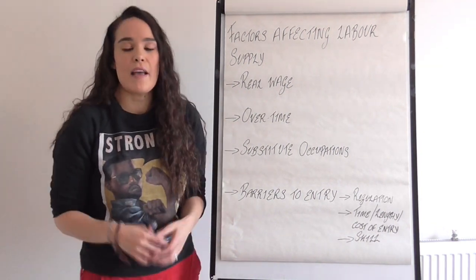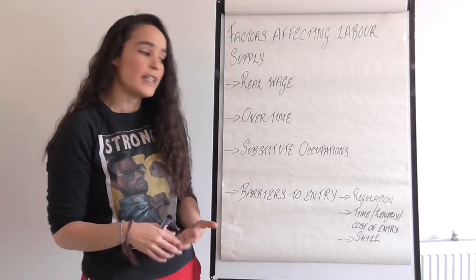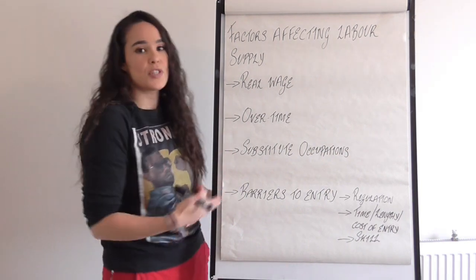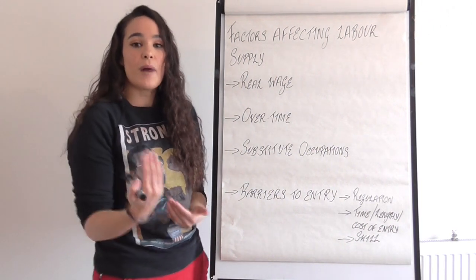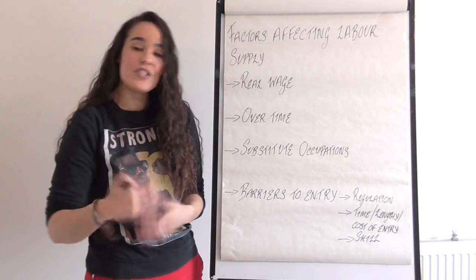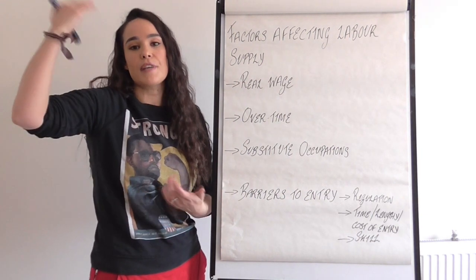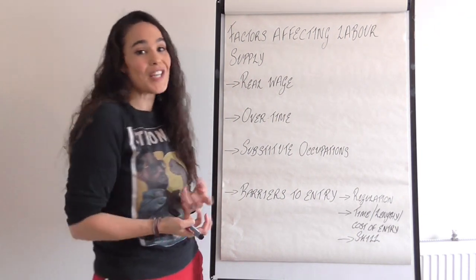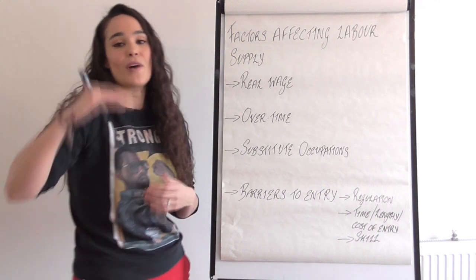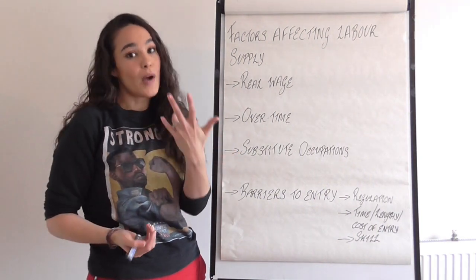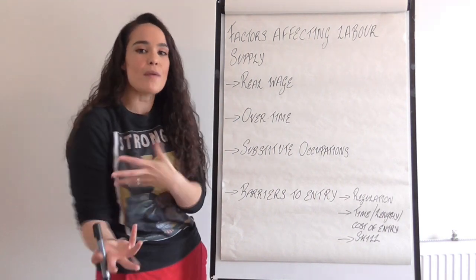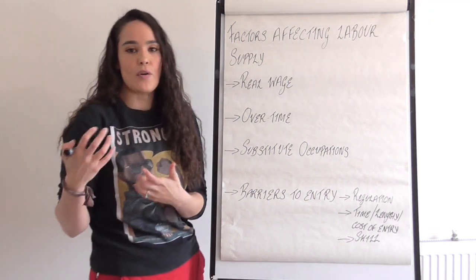So something else that might affect your labour supply, your willingness to supply labour, might be substitute occupations. So for instance, I am a teacher, but if the price, and by price I mean the wage of a tutor, was to increase, then I might have to switch from being a teacher to a tutor. If the wage of being a tutor was higher than the wage of being a teacher, I would switch to a different occupation.